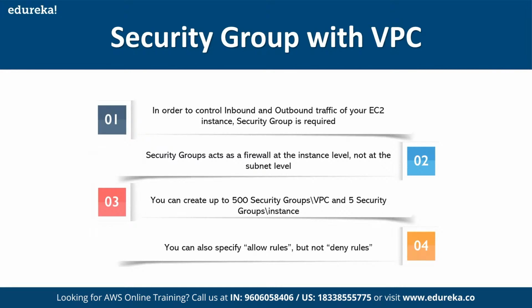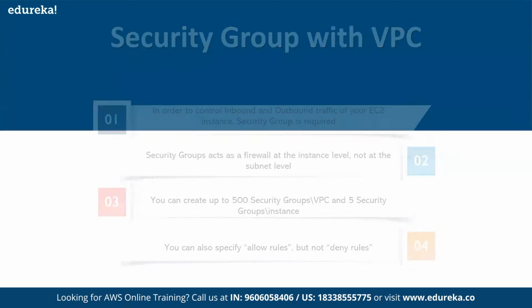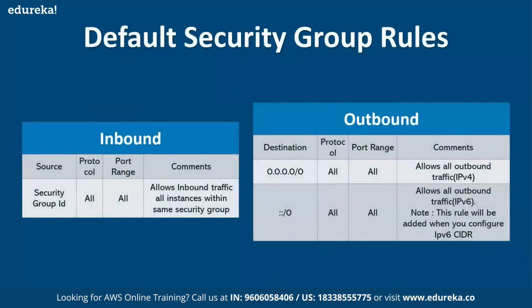You can create up to 500 security groups. One single instance can have multiple security groups. Okay, one security group can be assigned to multiple instances as well. In the security group, you can put only allow rules. You cannot deny anything. Denial is not allowed in the security group. Correct? So this is what it looks like. Inbound traffic, security group ID, protocol all, port range all, allow.